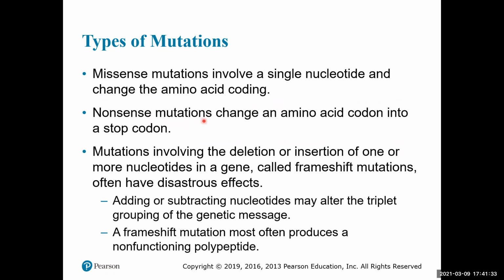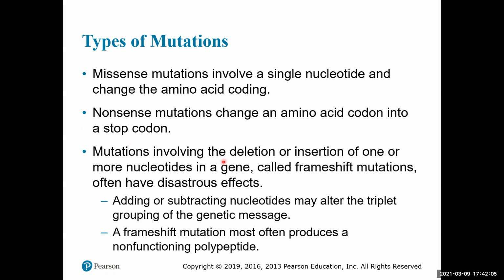Nonsense mutations change an amino acid codon into a stop codon. So basically with nonsense, you get, say, a working sequence of codons, but all of a sudden you have a mutation that inserts a stop codon, say, right in the middle of that amino acid sequence. So now all of a sudden your amino acid sequence is a lot shorter and stops a lot sooner than what it initially should have.